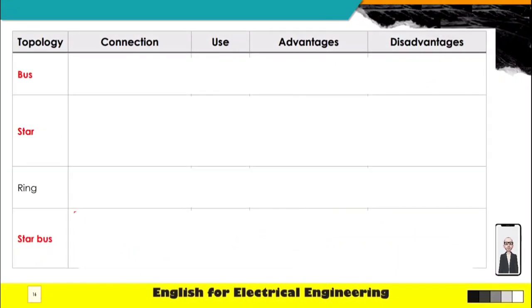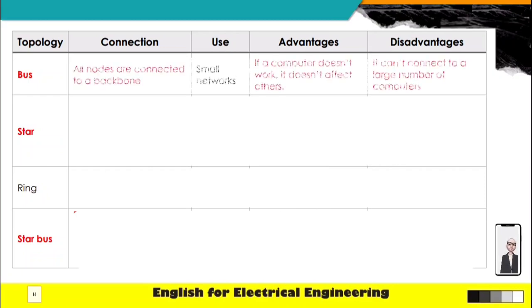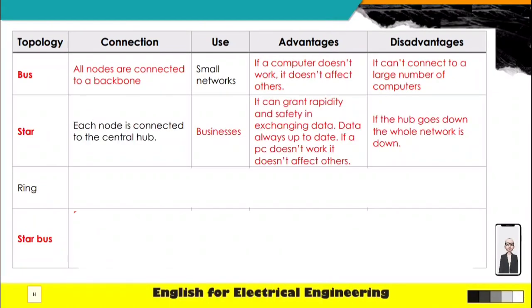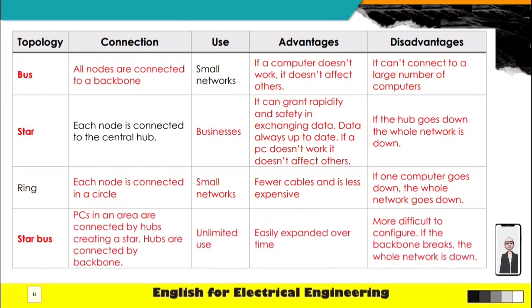All right. And the last task will be to fill in this chart about topology, connection, use, advantages and disadvantages about all these different types or examples of different topologies: bus, star, ring and star bus. Screenshot, make notes if you wish, or if you just want to recap what we have read or just check the answers, then here they all are regarding connection, use, advantages and disadvantages. Right, I'm not going to go through all of these as this clip is already, I believe, long enough.